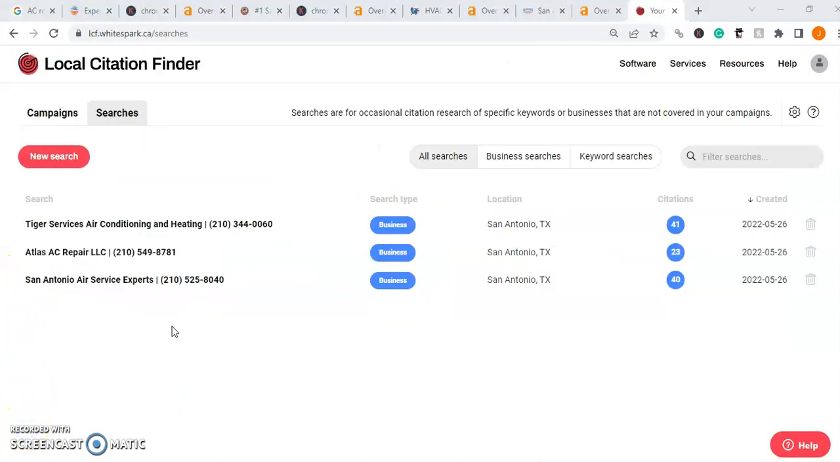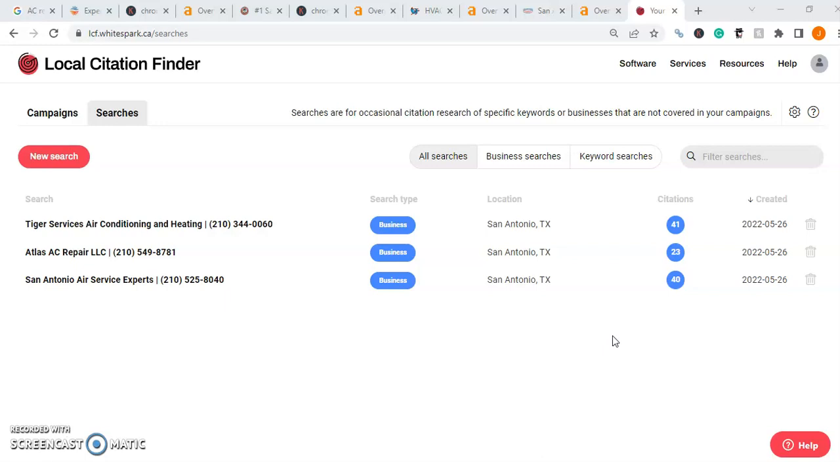I used a tool called White Spark. And if you look, the order goes from bottom to top here. We had San Antonio Air Service Experts with 40 citations, Atlas AC Repair with 23, and Tiger Services Air Conditioning and Heating at 41. Now, this is a lot of citations, but once again, they are very beatable. Normally, I recommend getting double the biggest amount in there. So if it's 41, we're going to need 82 citations to really go above and beyond here, along with all of our internal and external SEO factors.